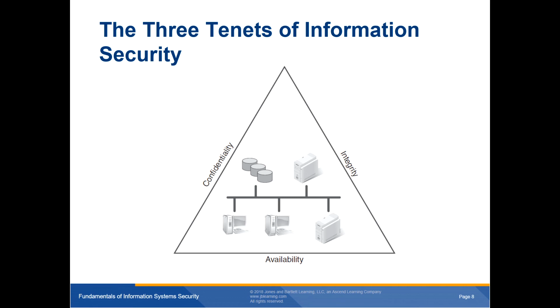Now we know about the three tenets of information security. We've already talked about this before: confidentiality, integrity, and availability. The basic purpose of this three-pronged approach is to maintain security by preventing unauthorized use of any protected resource.